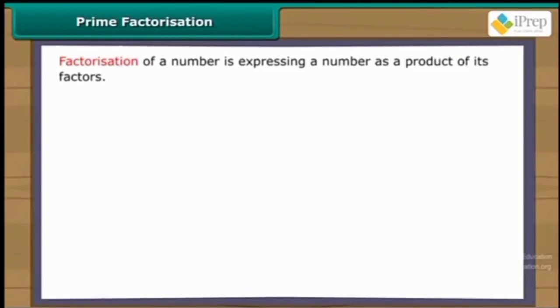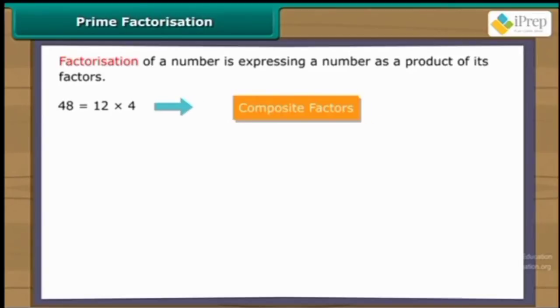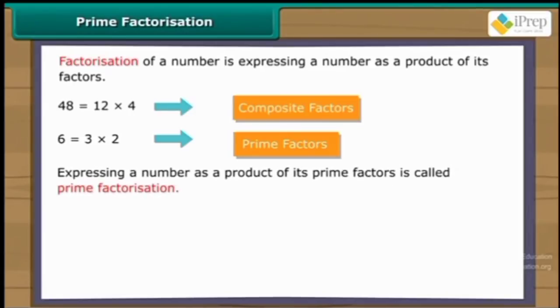Factorization. Factorization of a number is expressing a number as a product of its factors. Thus, expressing 48 as 12 into 4 is a factorization. Similarly, writing 6 as 3 into 2 is also factorization. But there is a difference between the two. The factors of 48 are composite, whereas the factors of 6 are prime. Expressing a number as a product of its prime factors is called prime factorization.